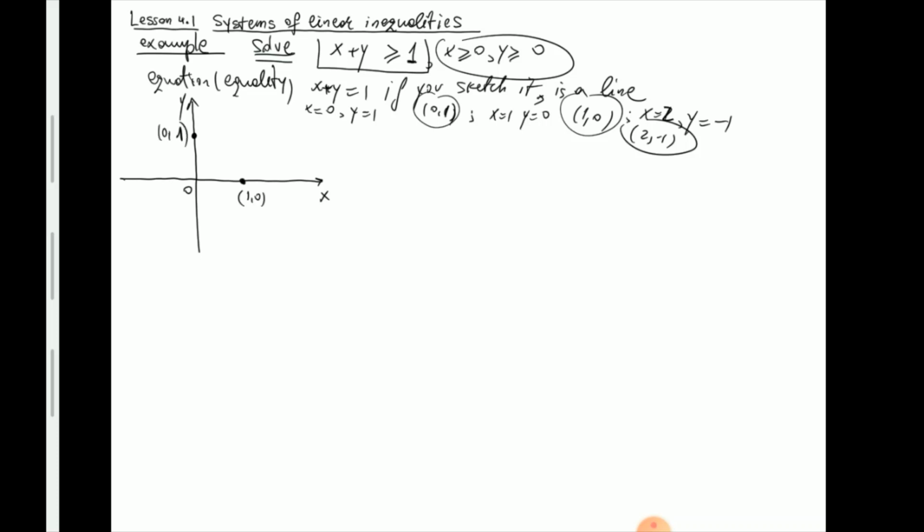Sometimes you may prefer actually to write both coordinates near the point, depending on the case. And this is the line that is x plus y equals 1. So I want you to pay attention at this moment and realize that each point on the line, right, I'm emphasizing these points here, each of them will satisfy the equality x plus y equals 1.